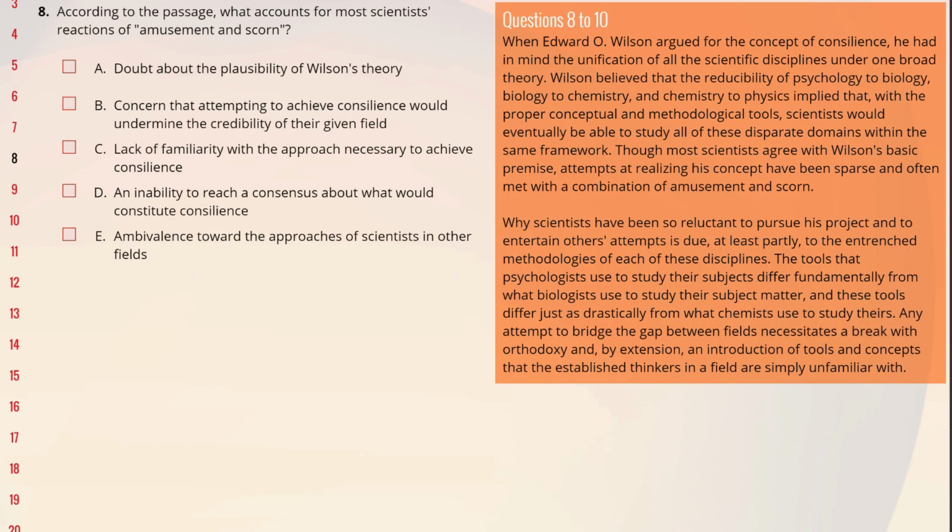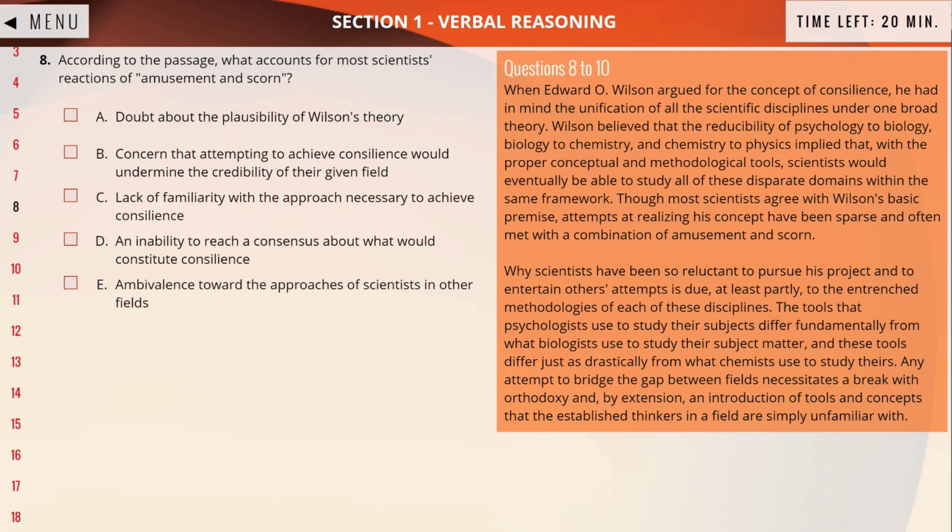When Edward O. Wilson argued for the concept of consilience, no idea what that is, he had in mind the unification of all the scientific disciplines under one broad theory. Ooh. Wilson believed that the reducibility of psychology to biology, biology to chemistry, and chemistry to physics implied that, with the proper conceptual and methodological tools, scientists would eventually be able to study all of these disparate domains within the same framework. Impressive. Though most scientists agree with Wilson's basic premise, attempts at realizing his concept have been sparse and often met with a combination of amusement and scorn.